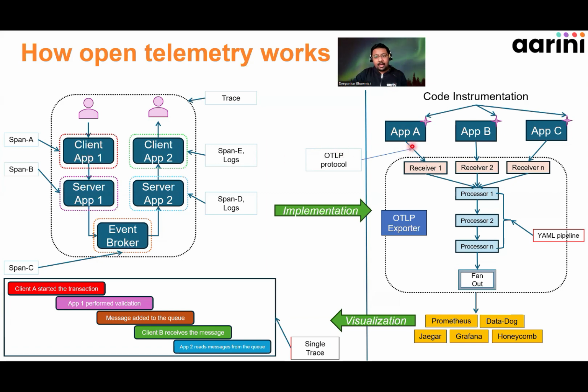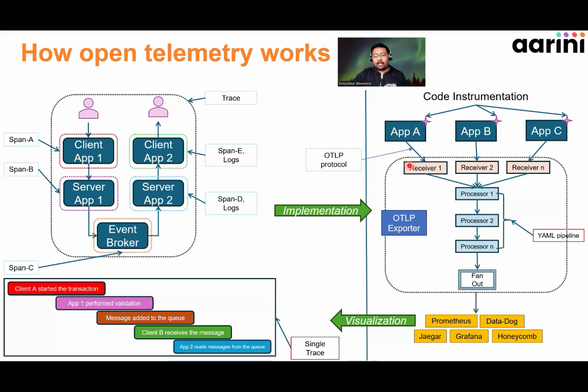So once these apps are code instrumented, all these apps are sending spans in a specialized protocol called the OTLP protocol, the OpenTelemetry protocol. Now these spans are received by software called an OTLP exporter. The function of this exporter is to fine-tune the spans and do further processing on them before they can be visualized.